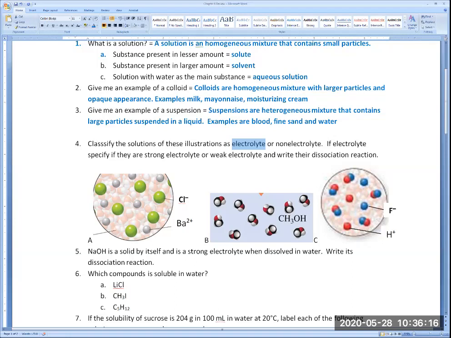And then there are two types of electrolytes. There are the strong electrolytes and the weak electrolytes. And a strong electrolyte means that whatever you put in water, typically water is the solvent, it will completely dissociate and become ions.